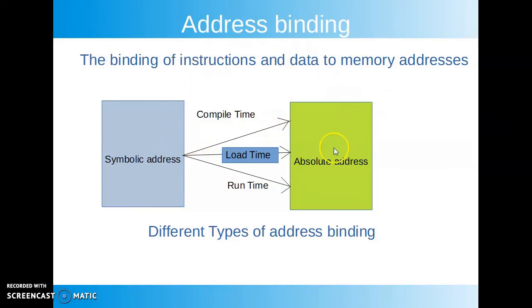This conversion from symbolic address to absolute address may happen at different points of time. Depending on the stage at which the conversion is done, there are three types of address conversion techniques, known as address binding techniques. If absolute addresses are generated at the time of compilation, it is known as compile time address binding. If absolute addresses are generated after loading the program in main memory, it is known as load time address binding. If actual physical addresses are generated only when the particular instruction is executed, it is known as runtime address binding. Now we will take them one by one.